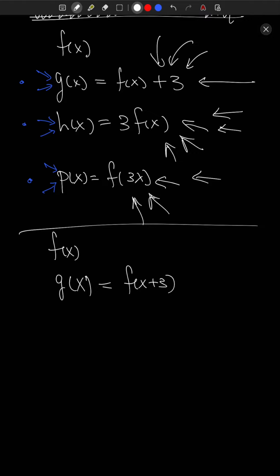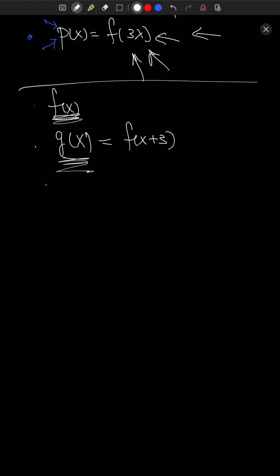So what's the difference between f of x and g of x? The difference is, to get from f of x to g of x, let me put this in words, what we did was we replaced x by x plus 3. All right. So when you find yourself using this word to describe a modification, then that means you have to shift to the left or the right.